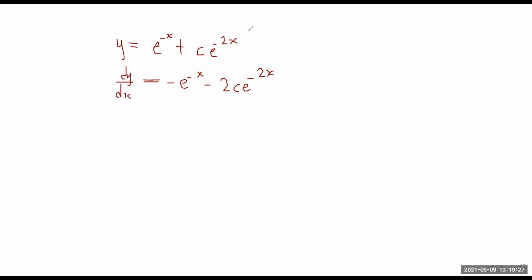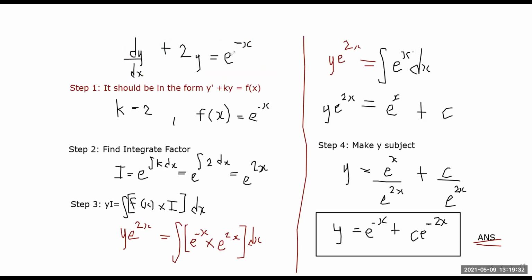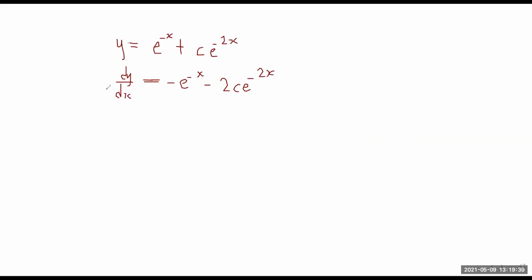Yes, sir. Now look what I'm going to do. I'm going to add dy by dx plus 2y and it's going to give me back this. That's all I'm proving. So look at this now. If I were to add dy by dx plus 2y, you'd realize that dy by dx is minus e to the minus x minus 2c times e to the minus 2x.